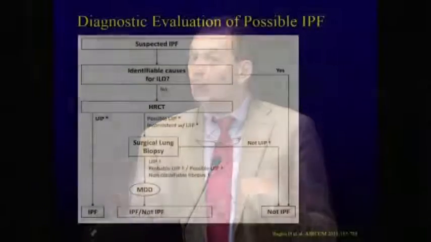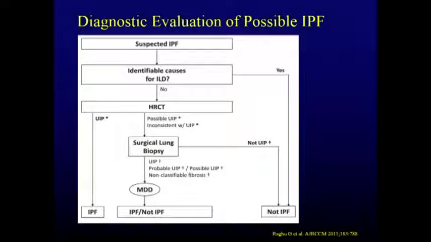So our algorithm here goes: suspected IPF. Is there an identifiable cause that would look like the pathology of idiopathic pulmonary fibrosis, which is called UIP, or usual interstitial pneumonitis? If there's no cause, then we go right to the CT scan. About 70% of our patients who don't have a discernible cause will have a CT scan that looks fairly classic on this left side for UIP, which is the peripheral honeycombing. I'll show you those slides in just a second.